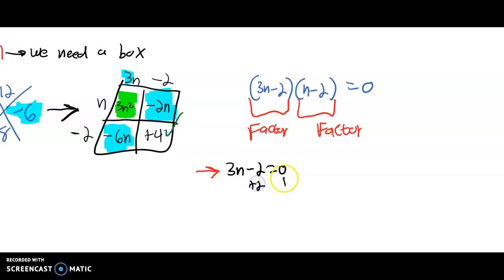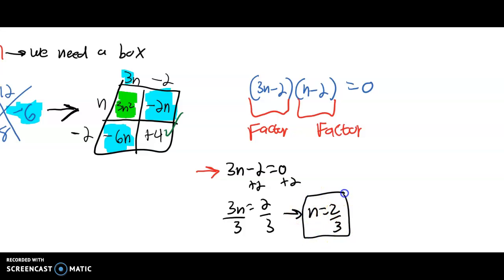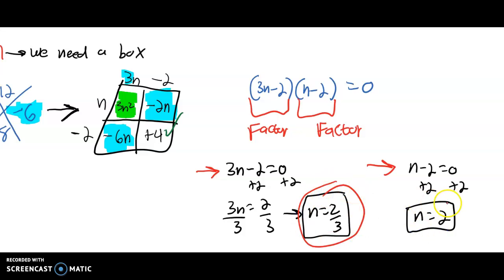I'll add the 2. 3n equals 2. I'll divide by 3. And we get n is 2/3. All right, that's our first solution. Our second solution: n minus 2 equals 0. Add the 2, add the 2, n equals 2. All right, so our two solutions are 2/3 and positive 2. Pause whenever you need. You don't have to wait for me to say pause. We're going to look at example 3 now.